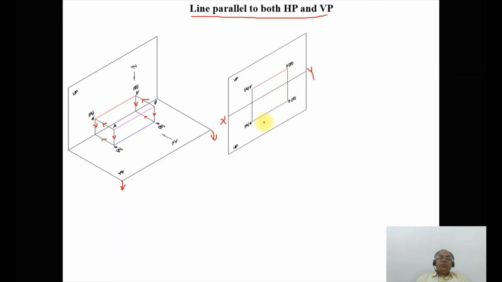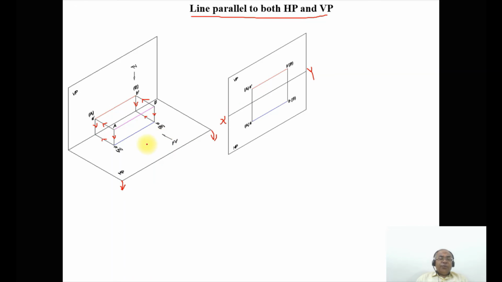Suppose now I want to check whether the top view line is in true length, then where should I look? I should look from the front view. If I want the top view line to be in true length, where should I look? True length means what? It should be parallel to what? To HP. If it is parallel to HP, then I can see the true length in HP. So that is the condition.